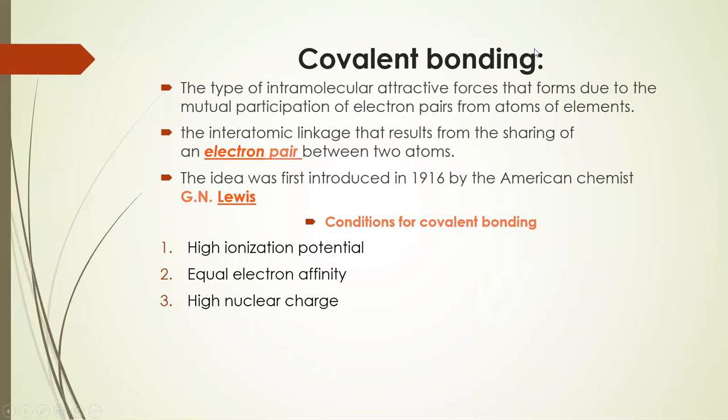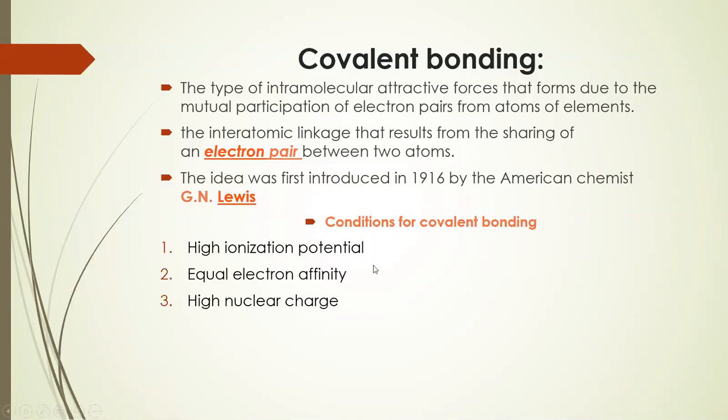So students, another slide contains the topic covalent bonding. Covalent bonding can be defined as the type of intramolecular attractive force that forms due to the mutual participation of electron pairs from atoms of the element. Here I have used a new word, mutual participation. Mutual participation means the mutual sharing of an electron pair between the two atoms. This idea was first introduced by G.N. Lewis in 1916.